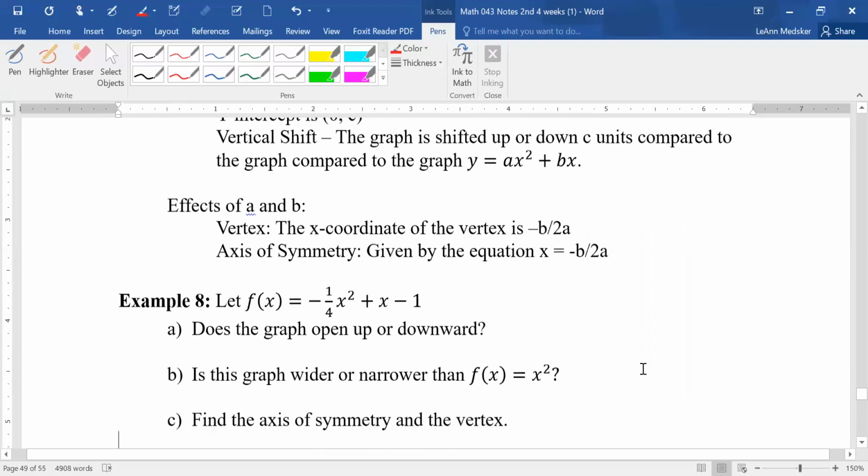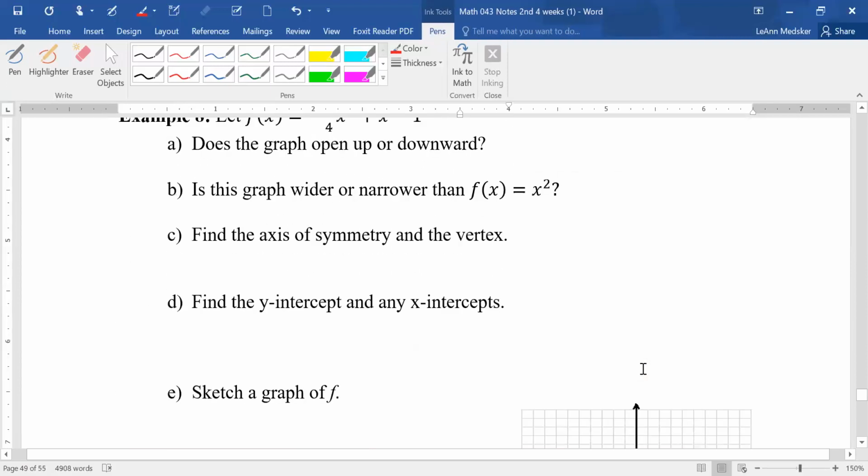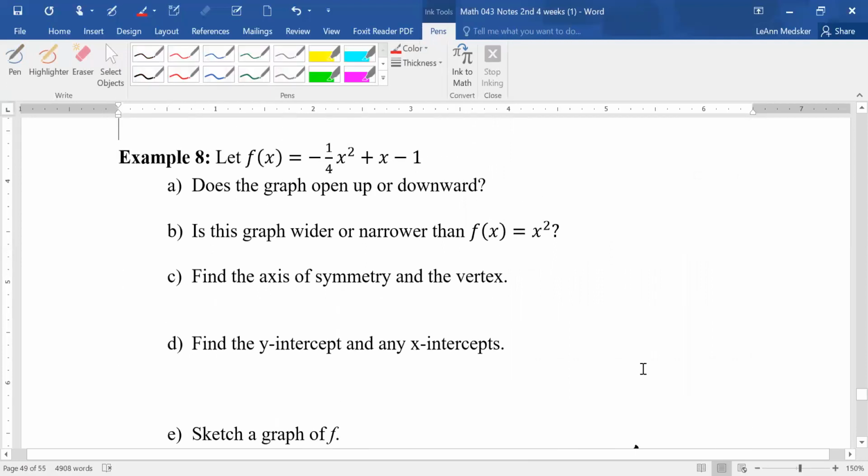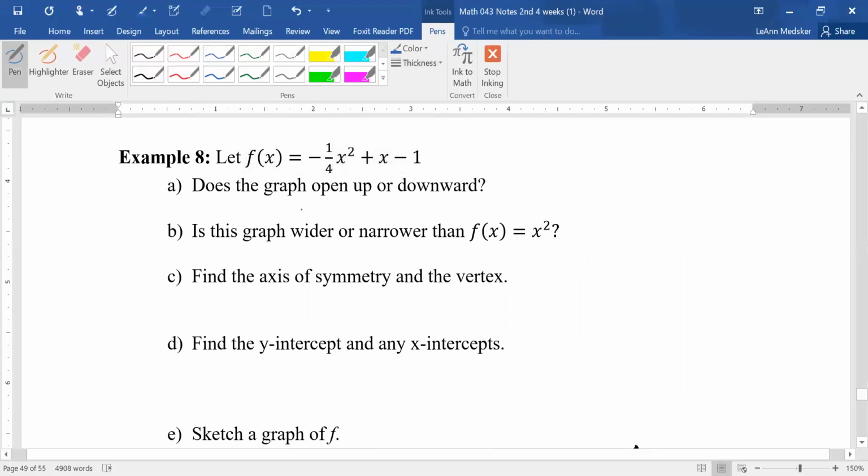Okay, so we want to do just one last graph, I believe. Yeah, because this leads into the section we're going to cover on Monday. So we're going to answer some questions about this one. It says, does the graph open upwards or downwards? Well, that's determined by if the leading coefficient is negative or positive. So since my leading coefficient is negative, I'm going to say that this one opens downward. And I'm going to write a note, leading coefficient is negative.